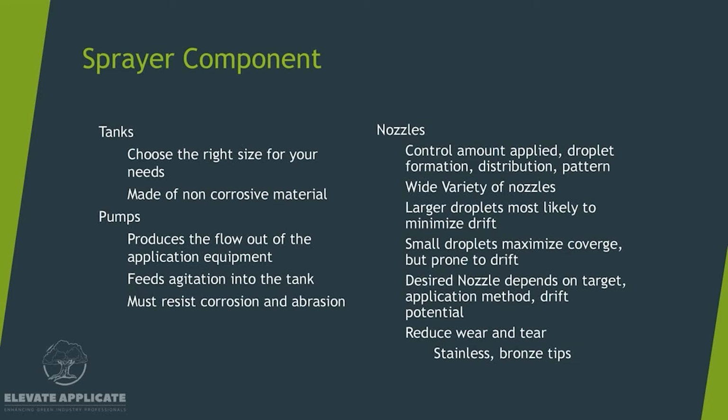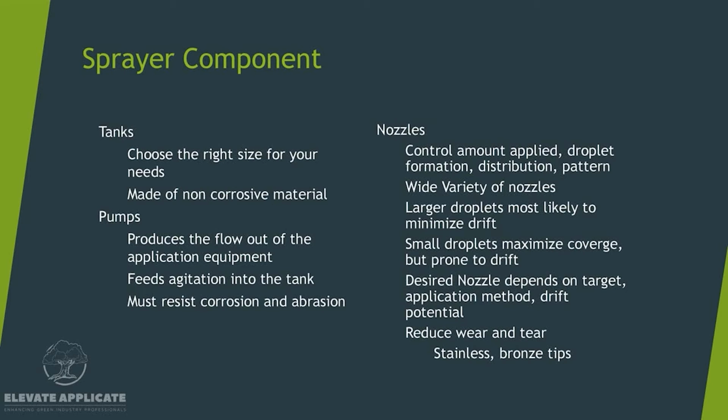Then we have pumps. Those produce the flow out of the application equipment. They can also feed agitation back into the tank, and they must be corrosion and abrasion resistant. There's a lot of different kinds of pumps, a lot of different types of diaphragms and how they work. There's roller pumps, diaphragm pumps, a lot of different kinds. And they all have pluses and minuses. Some are easily rebuildable, some are not. So we need to choose the right pump.